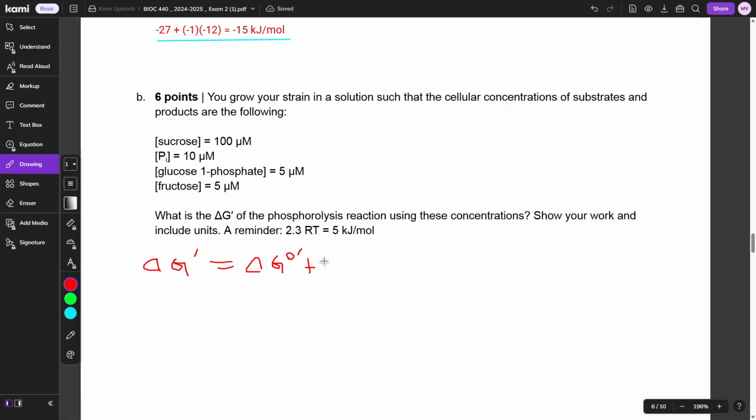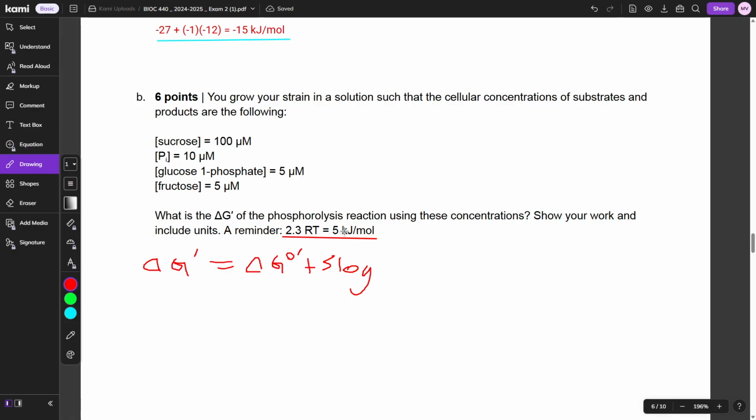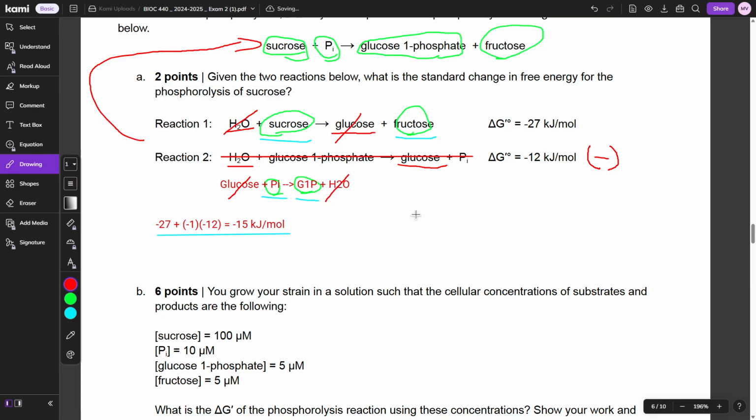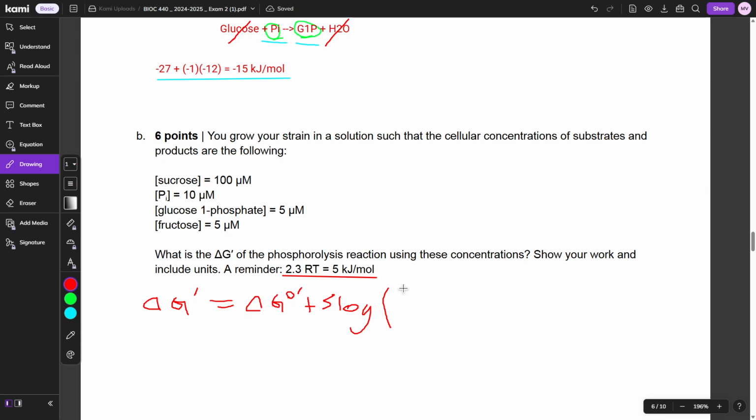Plus, and remember, this is important, the fact that they're simplifying it for you just makes life a little bit easier. So you just got to do 5 log of the products over the reactants. And for the products over the reactants, you just got to do a little bit of math here. So what are the products? The products are fructose and G1P. Fructose is 5, G1P is also 5.